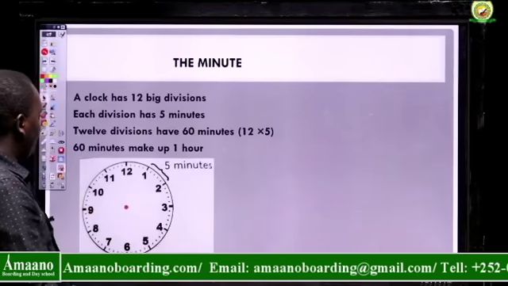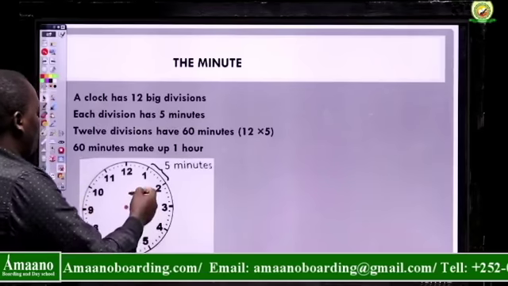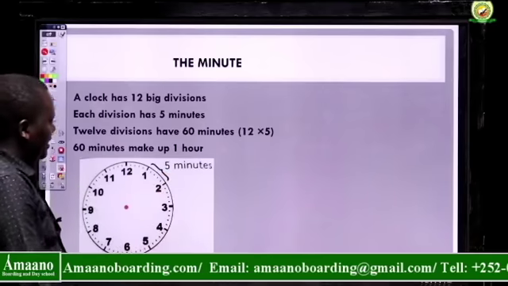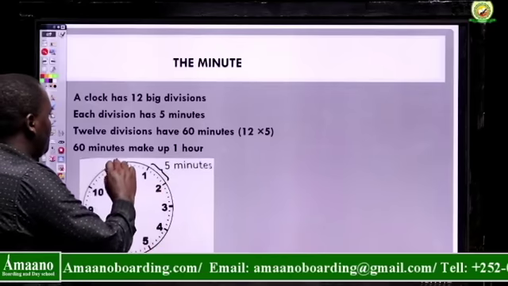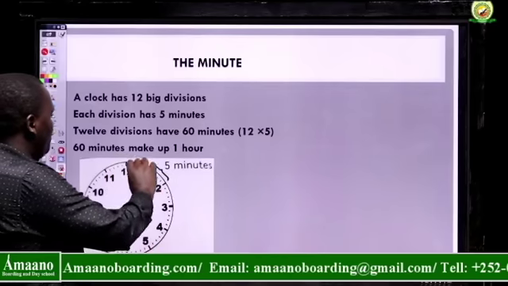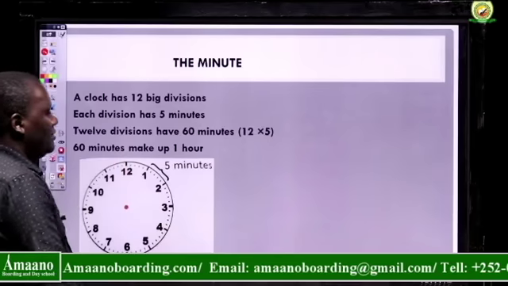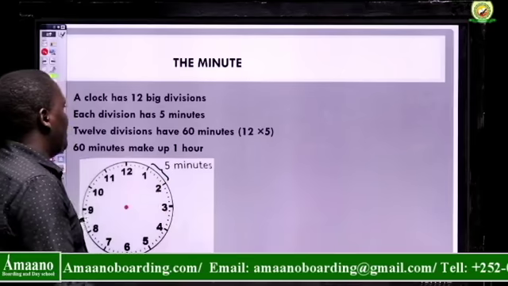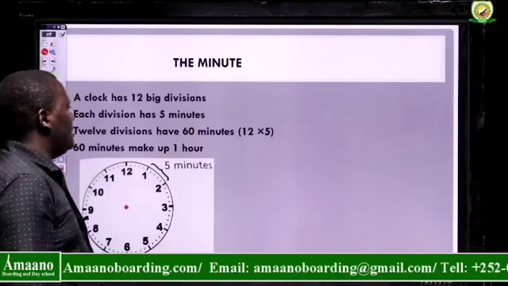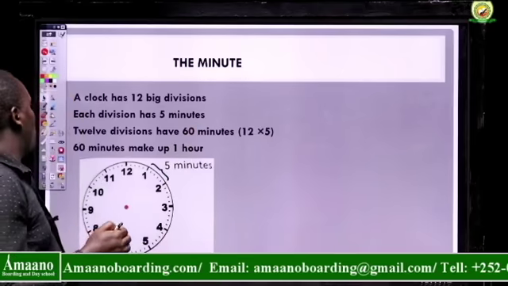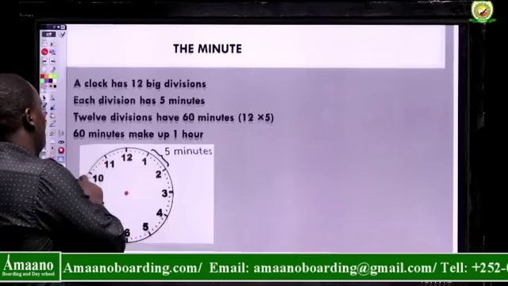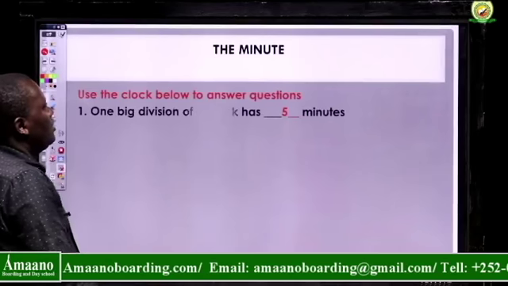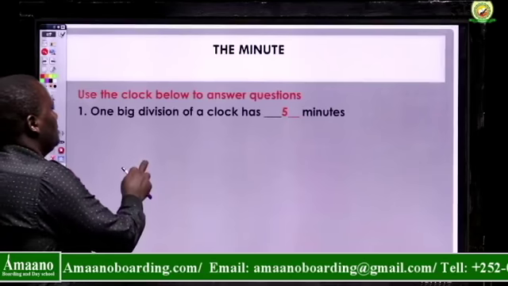I have my clock there, a picture of a clock. From 1 up to 2, that's 5 minutes. From 12 up to 1, that's 5 minutes. When this minute hand moves from 12 all the way back again to 12, it makes 1 complete rotation. And that's what we have, the 60 minutes, which equals 1 hour. Use the clock below to answer the questions.